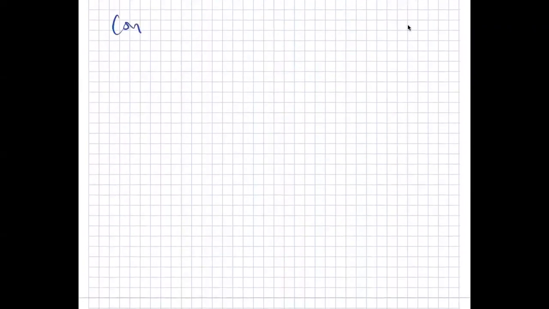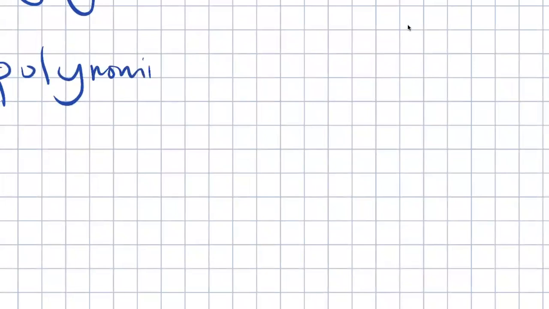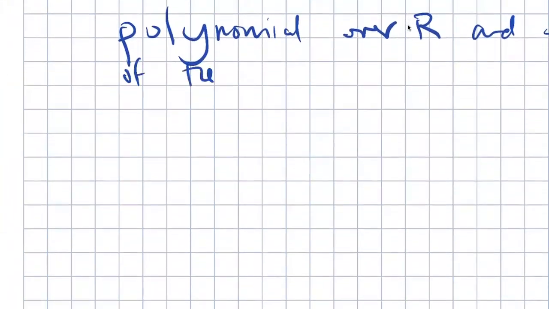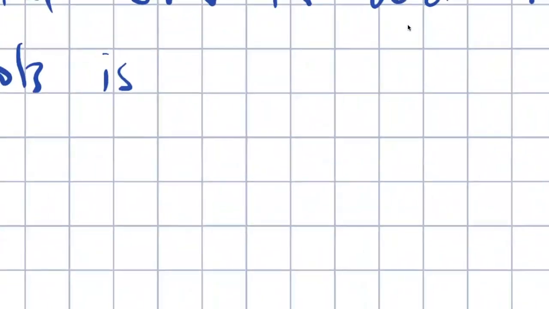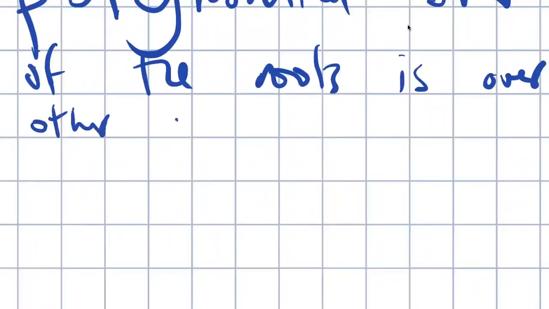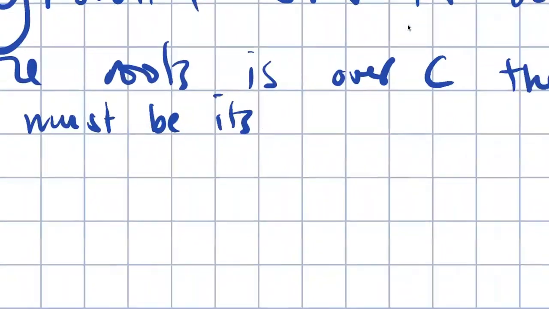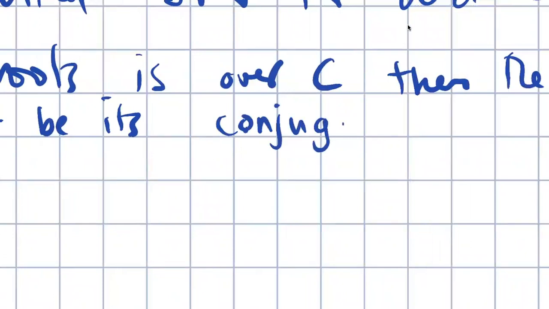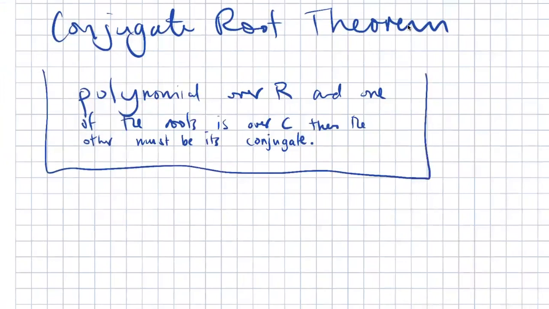let's look at the conjugate root theorem then. And the conjugate root theorem basically says this: if we've got a polynomial and the polynomial is over R, and one of the roots is over C, in other words, it's complex, then the other must be its conjugate. There we go, and that's it there. We'll draw a nice box around that, and that's the idea behind the conjugate root theorem.